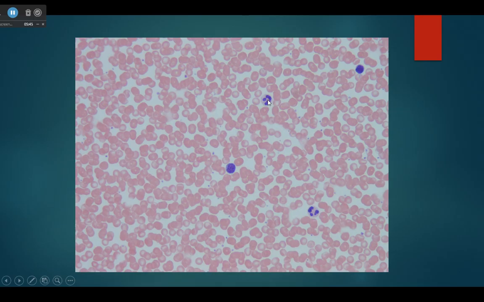Now you're going to notice we see lots of neutrophils and lymphocytes, and that's because neutrophils make up 45 to 75% of your total white blood cell count. Lymphocytes make up 20 to 45%. So we're going to see these a lot in the slides. And this is just another lymphocyte.